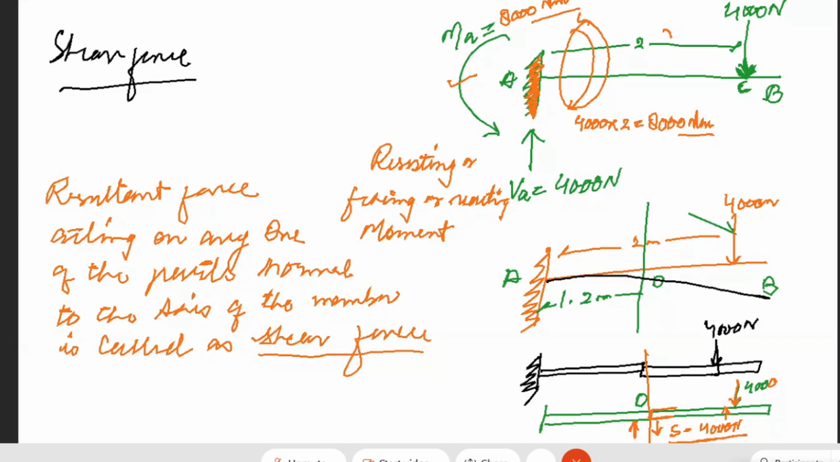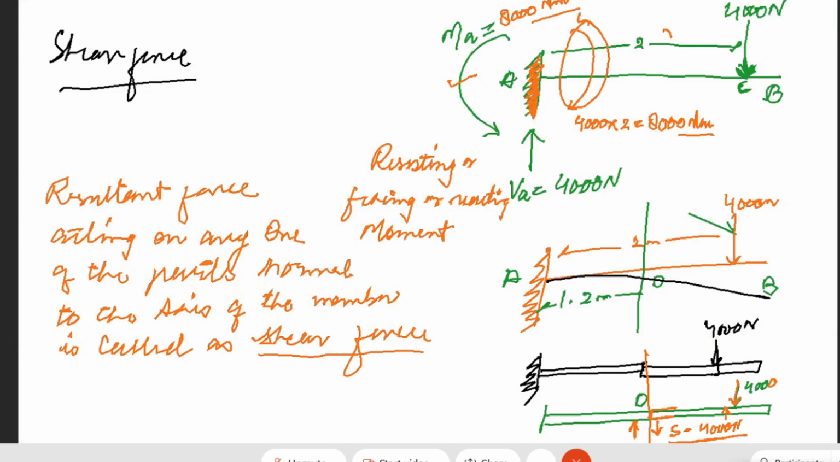Okay, and we have assumed which one is positive and which one can be negative. You can now give the sign convention yourself and tell me which one is force and which is shear force. Now I hope you have understood what shearing force is: the resultant force normal to the axis, acting on either of the parts, is called shear force.